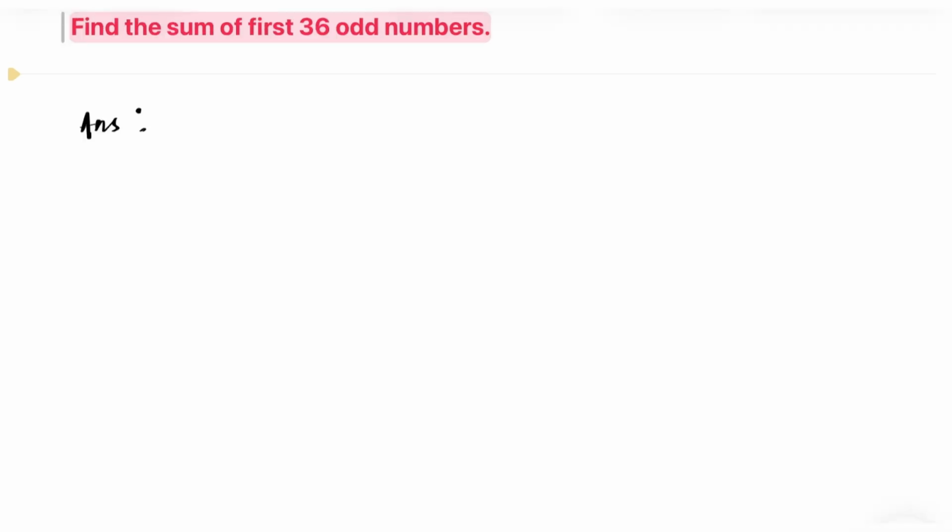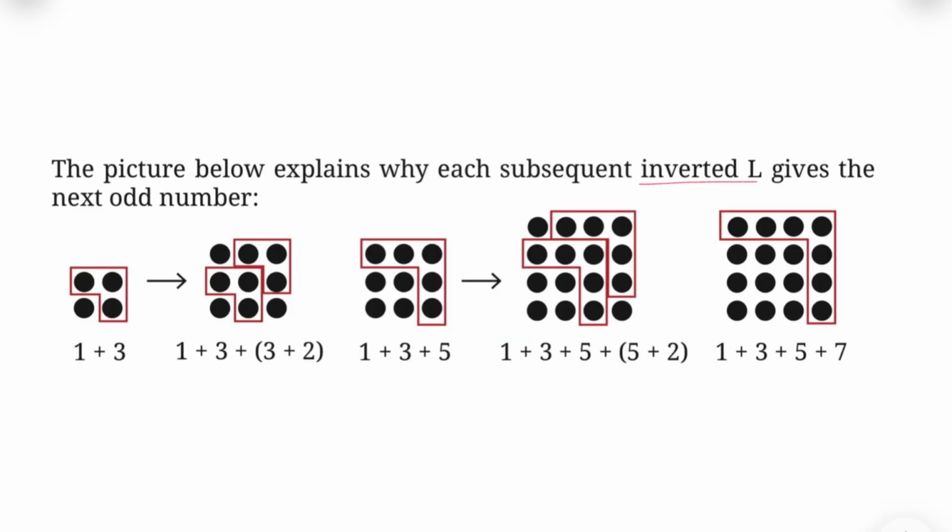Here is a question for you. Find out the sum of first 36 odd numbers. As the sum of first 36 odd numbers is asked, the answer will be 36 square, which equals 36 into 36, which is 1296. So our answer is 1296.